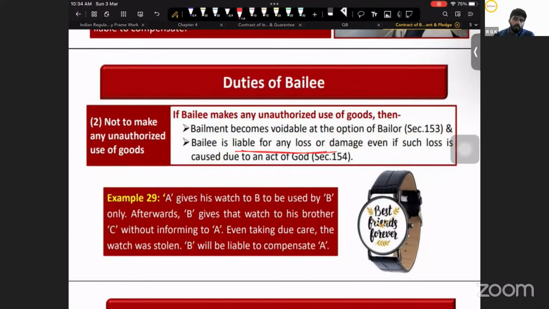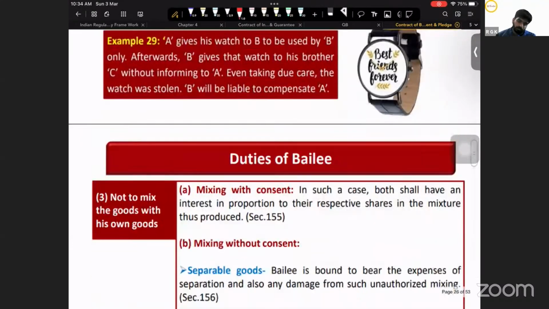A gives his watch to B to be used by B only. Afterwards, B gives that watch to his brother without informing A. Even taking due care, the watch was stolen. B will be liable to compensate it. Even if you have taken the reasonable care, still you will continue to be liable. That is what the point states.